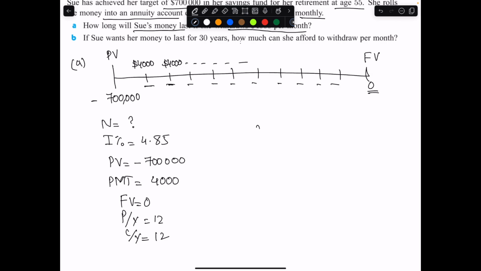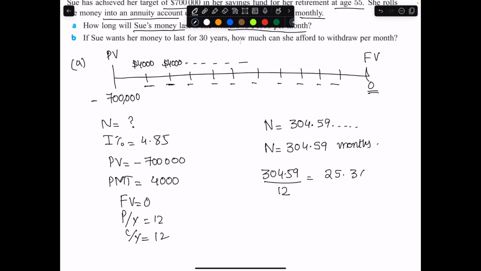So as found, our N was equal to 304.59, so basically you're getting 304.59 months. In order to convert this into years, we just divide this by 12 and we get 25.3825. So we have 25 years, and the decimal 0.3825 I can convert into months. We know this is in years, so multiply by 12, and this is approximately 4.6 months.